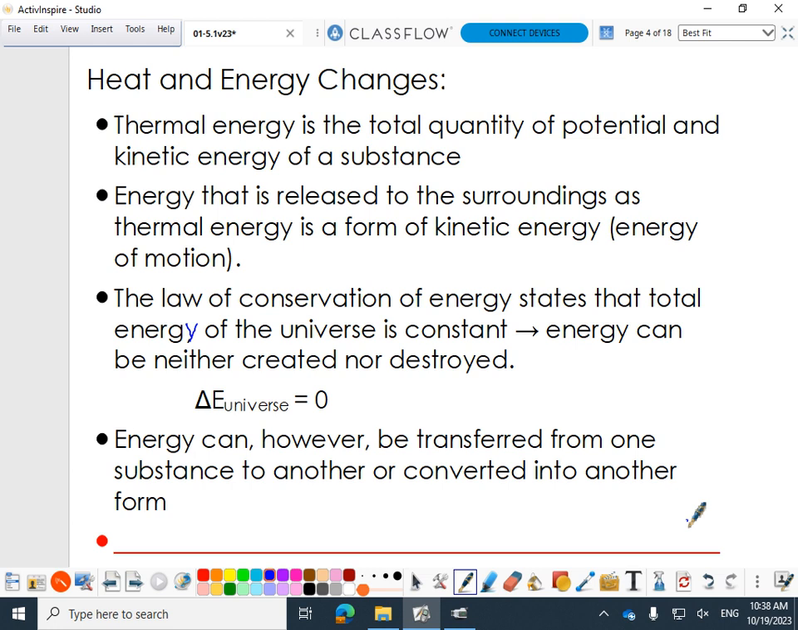So this symbol means change. So when we do a lot of our calculations, we're going to look for the change in the energy of something. So you'll see that symbol quite a bit. So the change in the energy of the universe is zero. Whatever was here has always been here and always will be here.